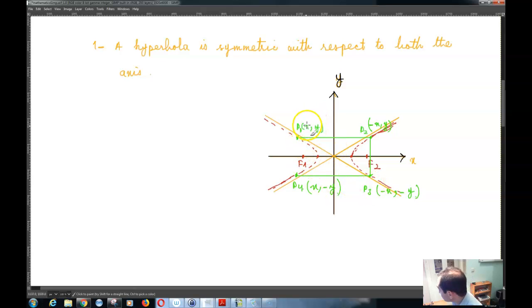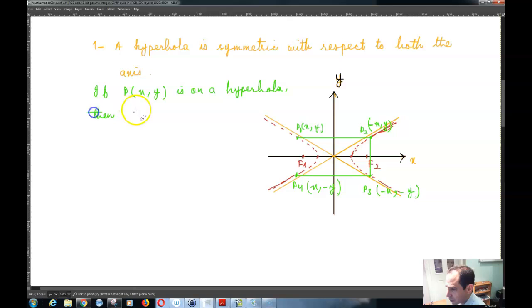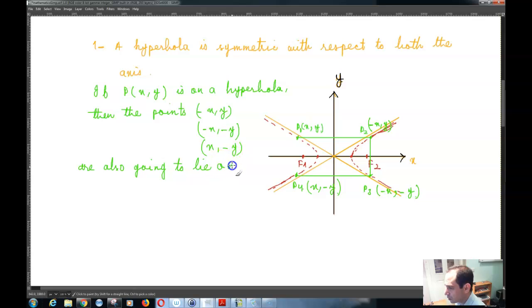So that means that if P, with coordinates x comma y, is on a hyperbola, then the points negative x comma y, negative x comma negative y, and x comma negative y are also going to lie on the hyperbola, and that is called symmetry. So that is one thing.